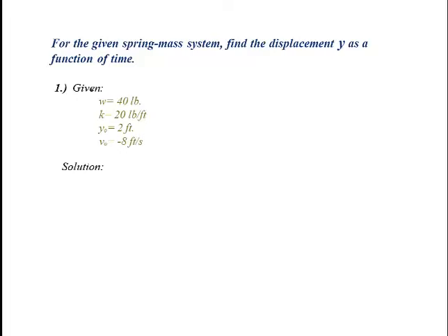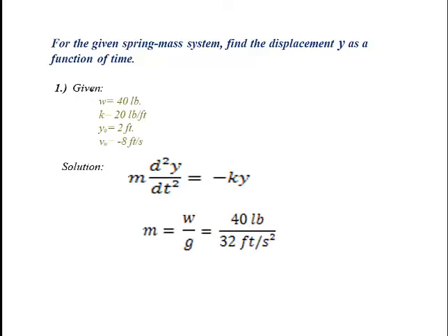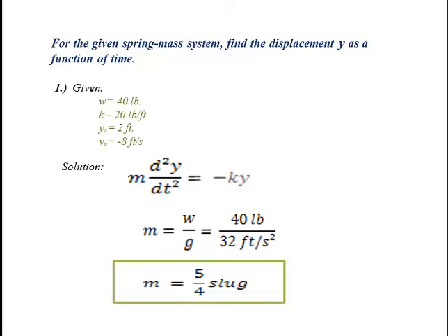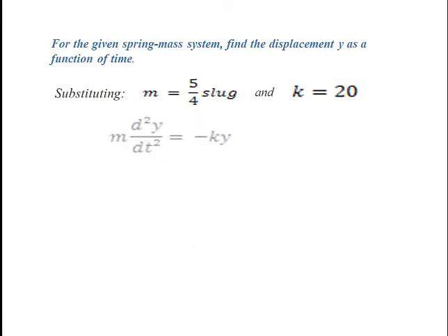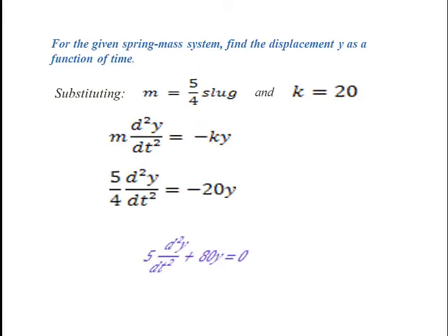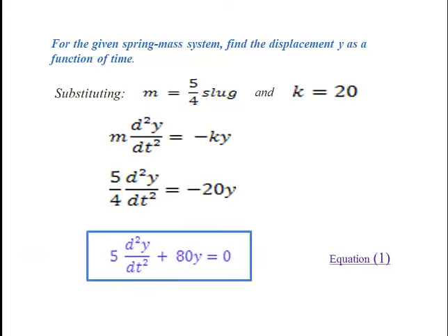We know that for a spring mass system, we have the equation m times d squared y over dt squared equals negative ky. So now we solve for m, and by substituting the values we get m equals 5 over 4. And we substitute that value into the equation, and we get 5 times d squared y over dt squared plus 80 equals 0, and that is our equation 1.